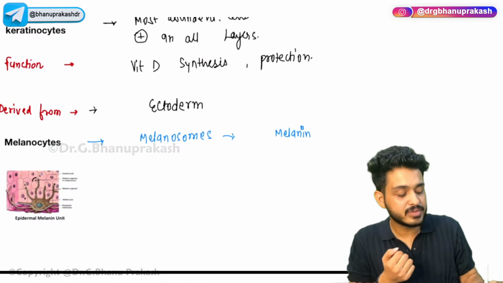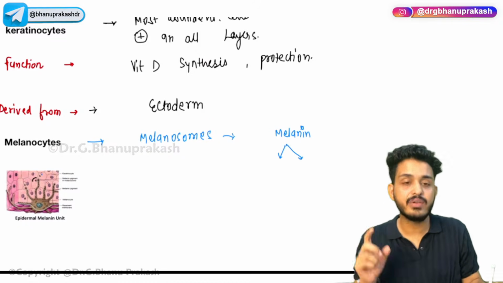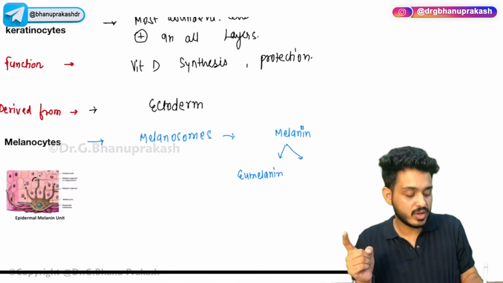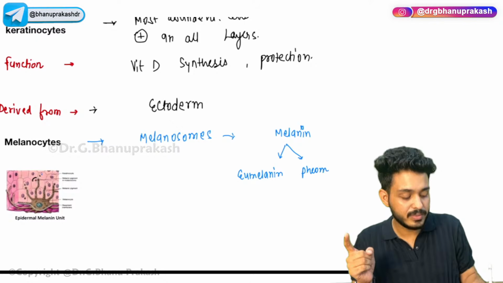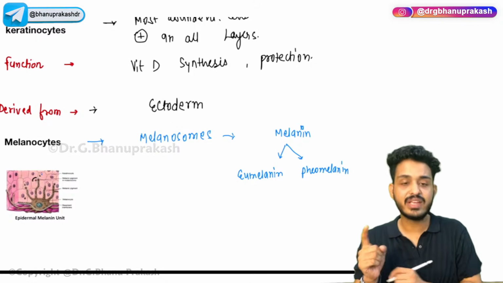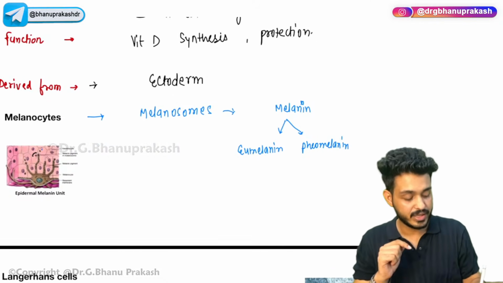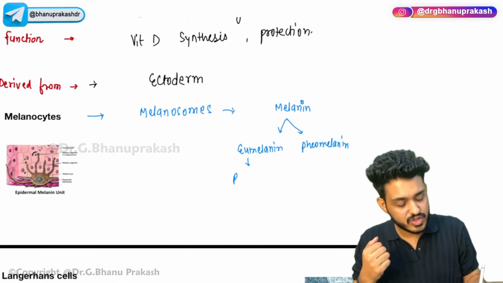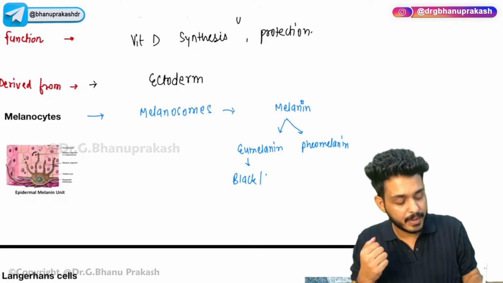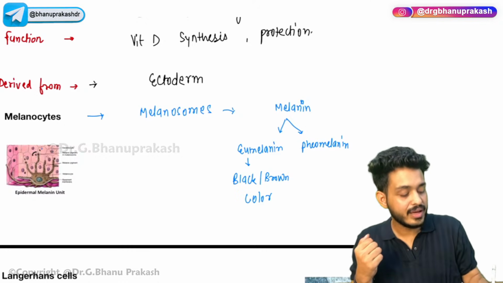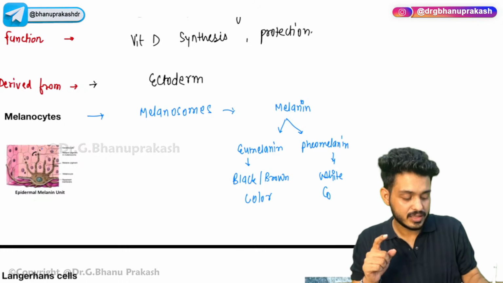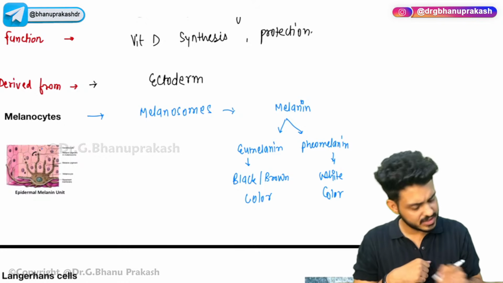Melanin. How many types of melanin do we have, sir? We have eumelanin, and we also have pheomelanin. Eumelanin, the function, sir, simple: it will be giving which color? Black and brown color. Whereas pheomelanin will give white color. Sir, what is the clinical importance of this particular thing?